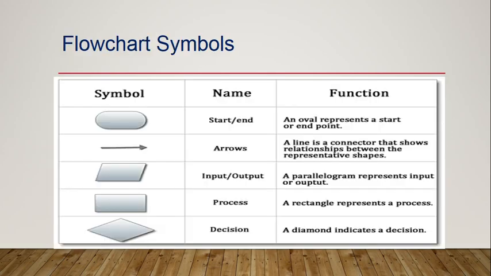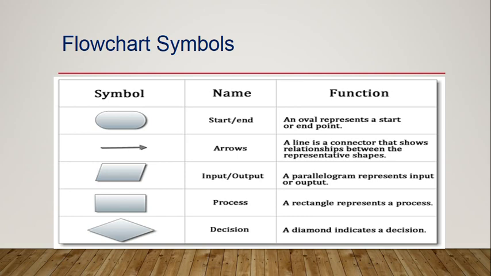Now, when we are dealing with flowcharts, they are created with the help of different kinds of symbols. So here we are explaining different types of symbols that are used in flowchart. The first one is an oval shape, and the name of this symbol is start or end. So this oval symbol represents the start or end point.